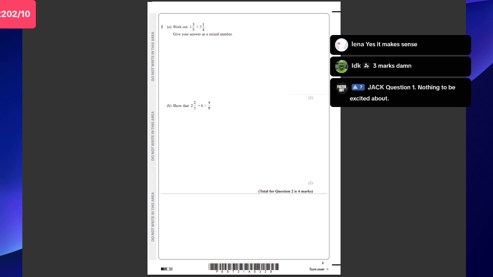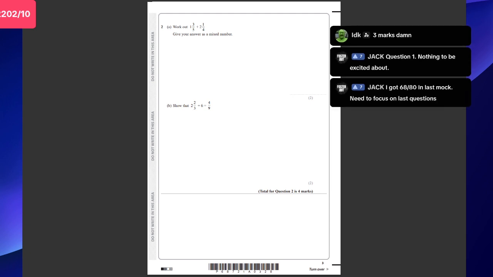Question number 2. Work out 1 3/5 plus 2 1/4. Give your answer as a mixed number. Okay, adding fractions. If it was me, convert it to improper fractions or top heavy fractions. Then obviously add it.